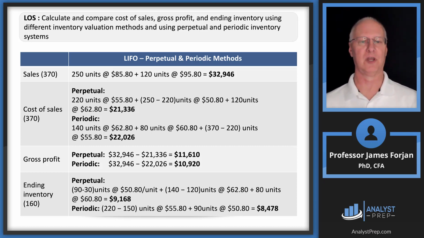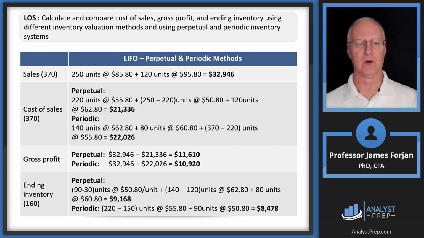All right, gross profit, this is going to be super easy. All we're going to do is take our sales, which we computed at the top, and then subtract out both the periodic and the perpetual cost of sales. So we get 11,610 and 10,920.